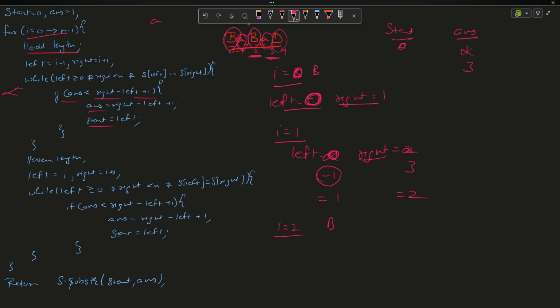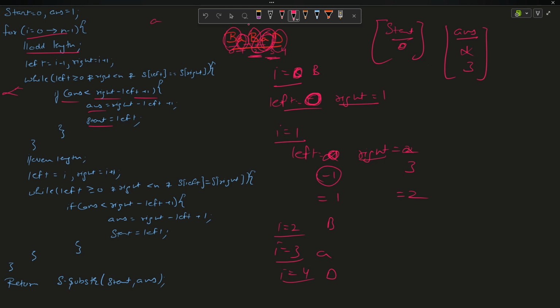Talking about I equals 3, I will move to A. The loop will continue to I equals 4, which is D. I have actually carried out a dry run before, and these values will remain the same. That is, my start will remain 0, my answer will remain 3.